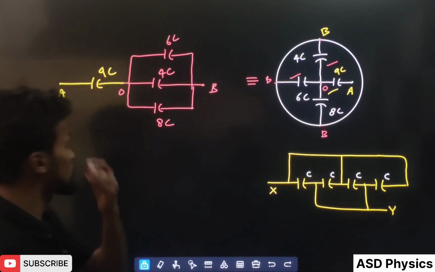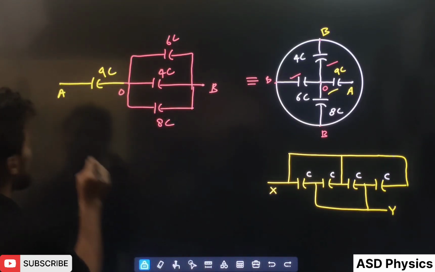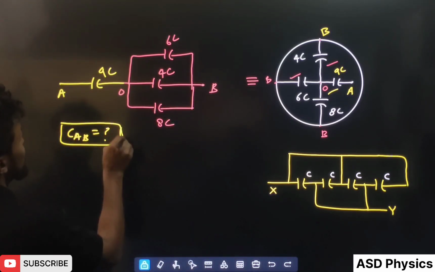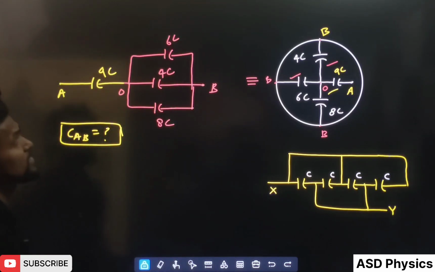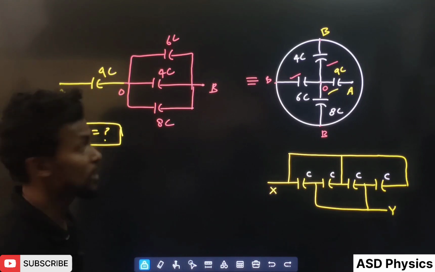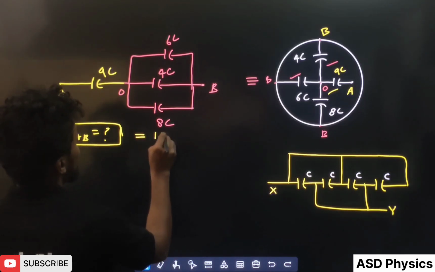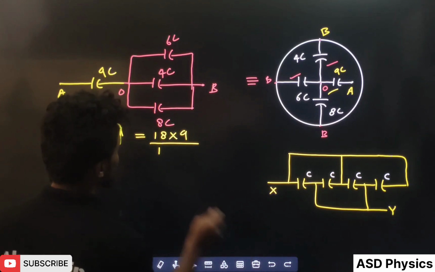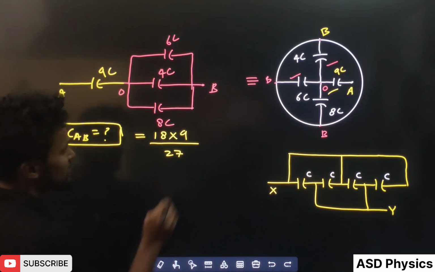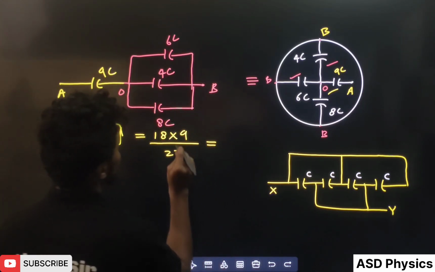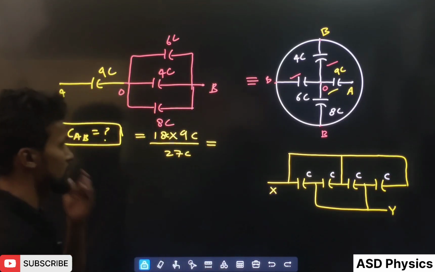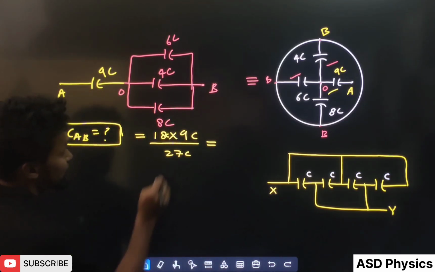Now you can calculate it very easily and get the answer for CAB. The parallel combination is 6 plus 4 plus 8: 6 plus 4 is 10, 10 plus 8 is 18. Then 18 and 9 are in series, so 18 into 9 by 18 plus 9, which means 27. Then you just simplify this and you will get the answer in terms of C. Okay, let's solve it.